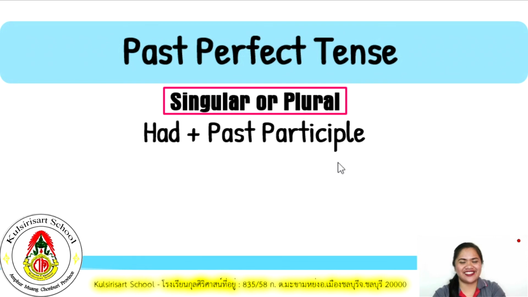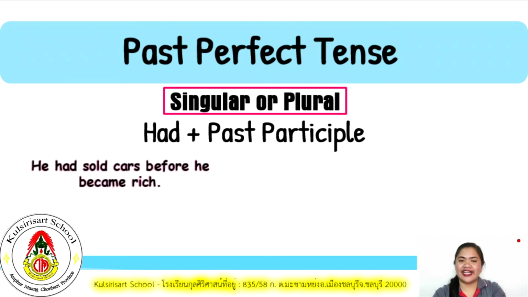Do you understand? That's good. And you will understand more with these examples. So we have here an example. He had sold cars before he became rich. Class, notice this. There are two actions in the sentence. The first one is in past perfect tense: had sold, meaning had plus the past participle of the word sell. And then another verb here is became, which is in the past form.